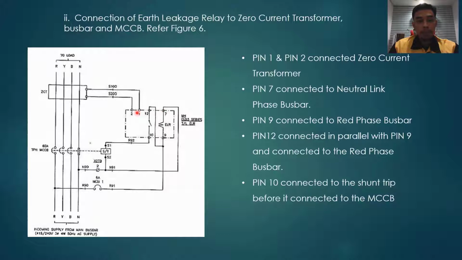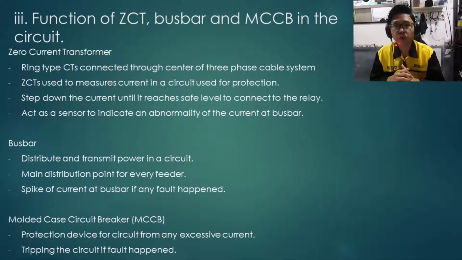Pin number 1 and pin number 2 will be connected to the zero current transformer. Pin number 7 will be connected to the neutral link phase bus bar, and pin number 9 will be connected to the red phase bus bar. Pin number 12, which is the contact, will be connected in parallel with pin number 9 and straight to the red phase bus bar. And last but not least, pin number 10 here will be connected to the shunt strip before it is connected to the MCCB.